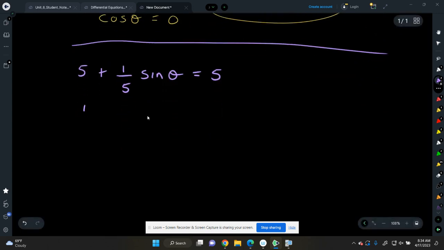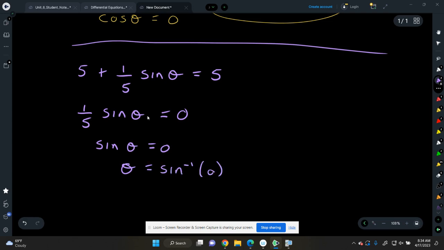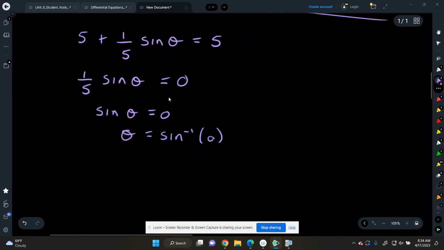Subtract the 5 first. Good. And we get 0 and then multiply by 5. So sine theta equals 0. So here we get the same thing again. Theta equals the inverse sine of 0. It was the same thing, wasn't it? Oh, this was inverse cosine. Oops.